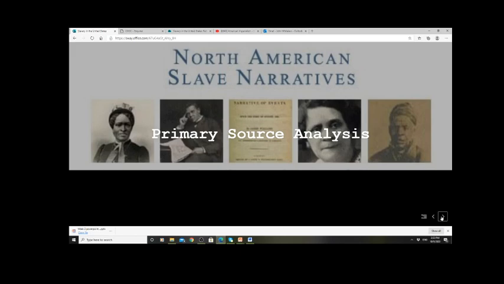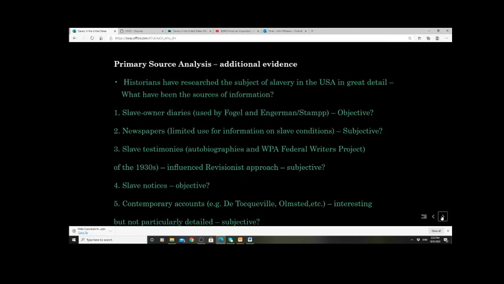So as I move on to this next slide, you might want to just pause briefly and have the Fogel and Engerman chapter in front of you, but more importantly have the Stamp chapter on the screen, if you can download that PDF, because I'm going to make reference to some elements of Stamp as we run through this.